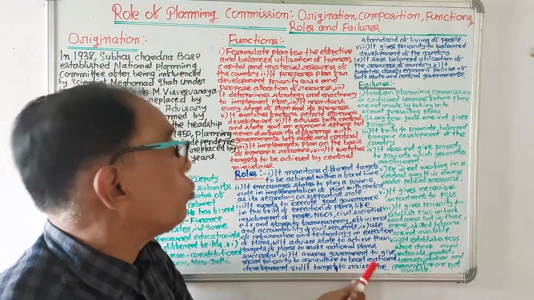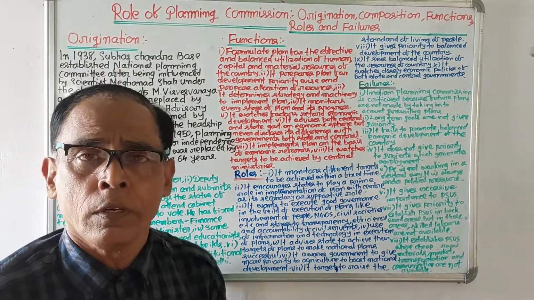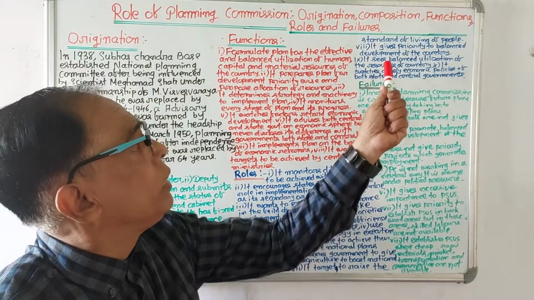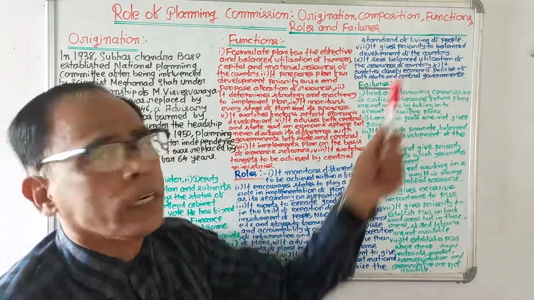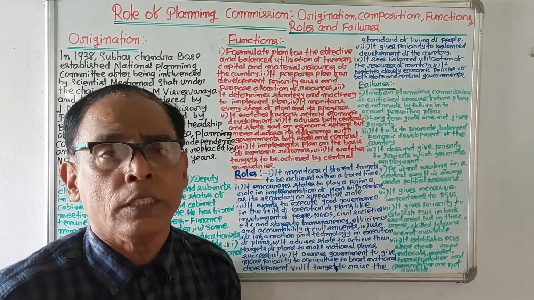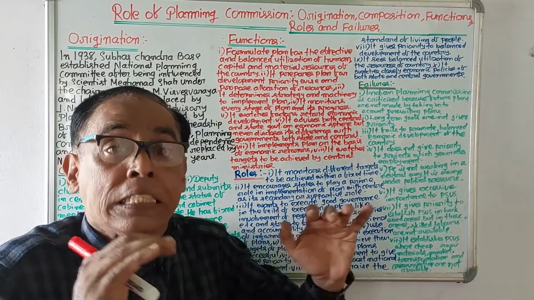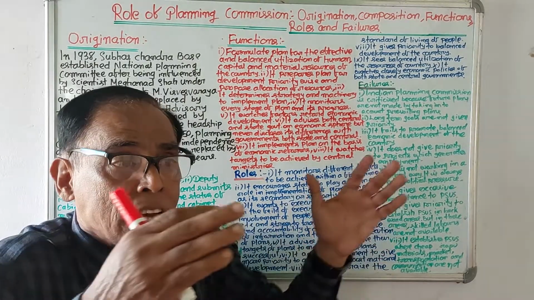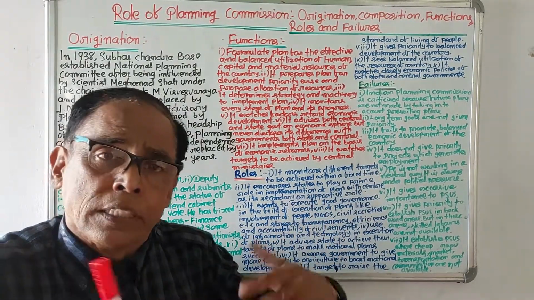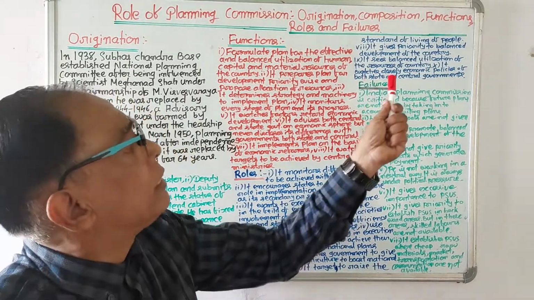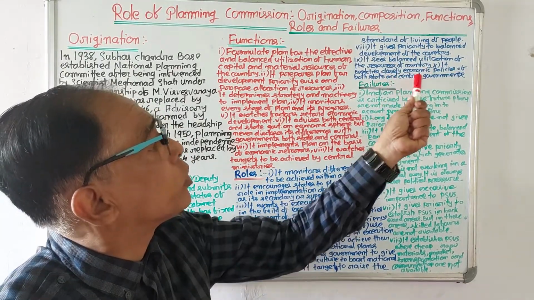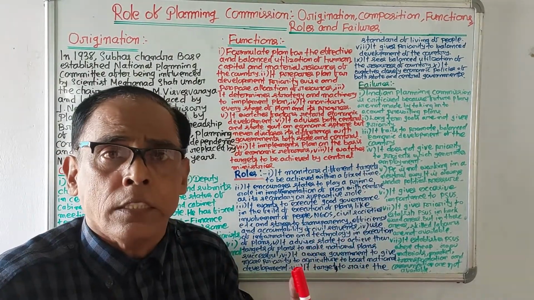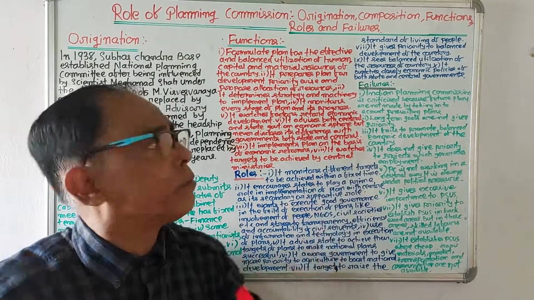Then it targets to raise the standard of living of people. It gives priority to balanced development of the country. It sees how all areas of the country will develop simultaneously. Then it sees balanced utilization of resources of the country, and how resources will be utilized for the balanced development of the country.